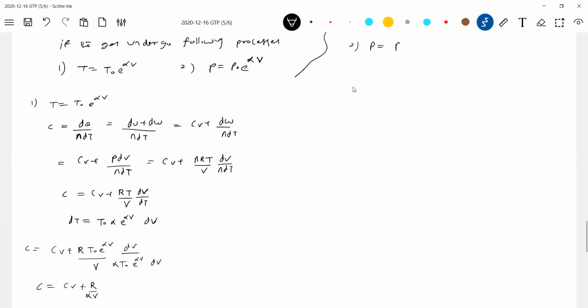P equal to P naught e to power of alpha V. Straight away we'll start with this formula. C is equal to CV plus P dV by dT. Somehow I should bring dV by dT here from this equation. So what I do is, like, the ideal gas equation. Why unnecessarily? Okay, first we'll go for the ideal gas equation.